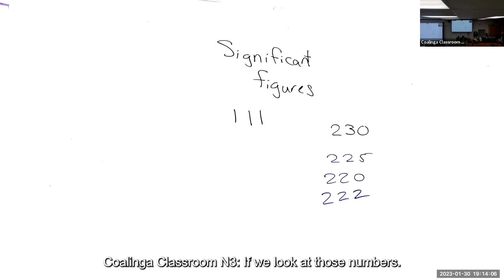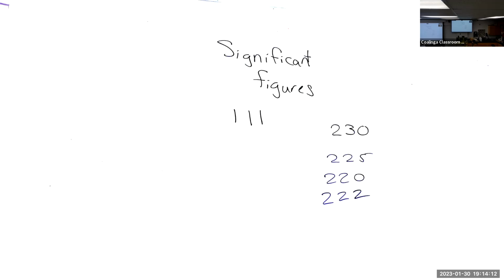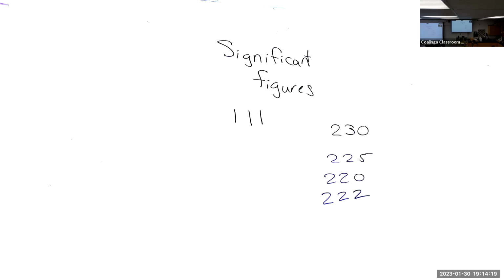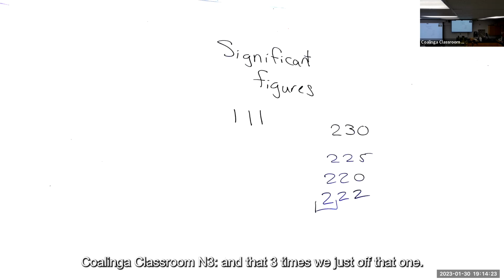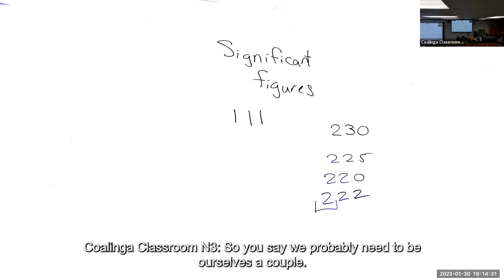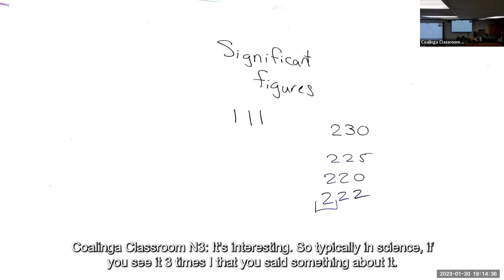If we look at those numbers, what numbers would you say you are sure about? So you're sure about the 200. Now, what about the second 2? If we got it 3 times, we're just off that 1. So you'd say we probably need to weigh ourselves a couple more times. You're pretty hardcore there. Interesting.